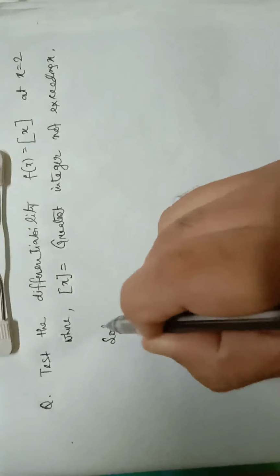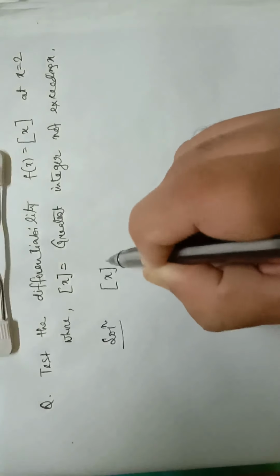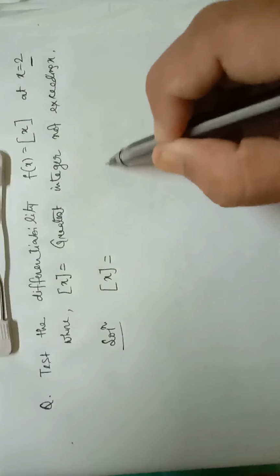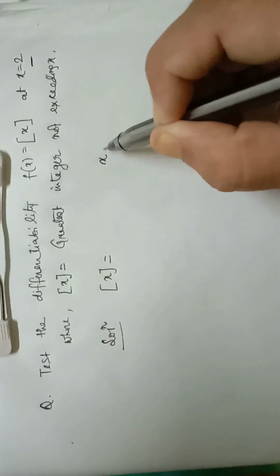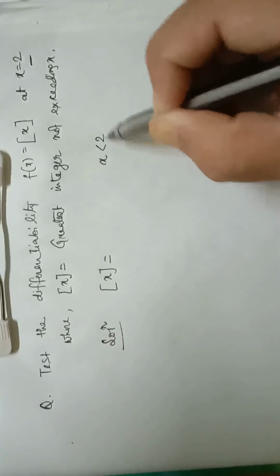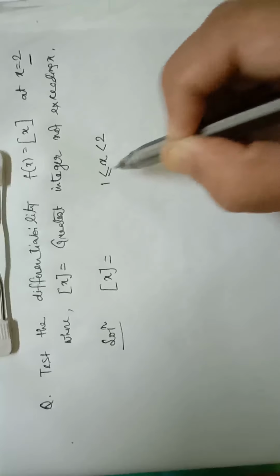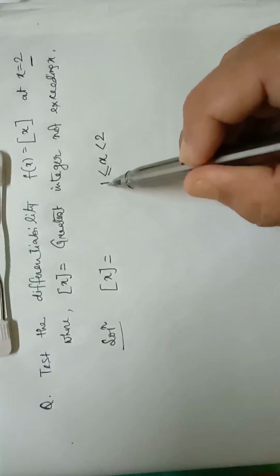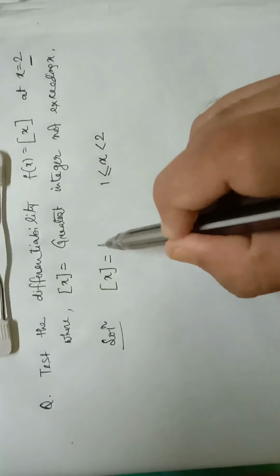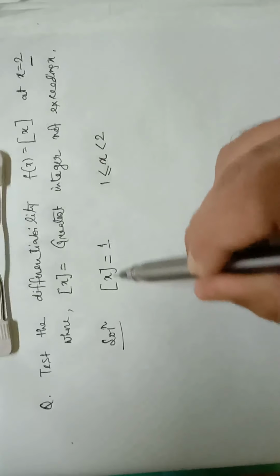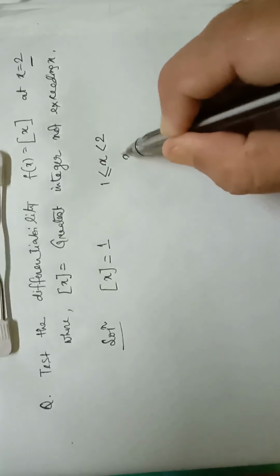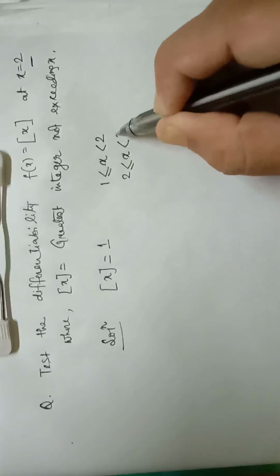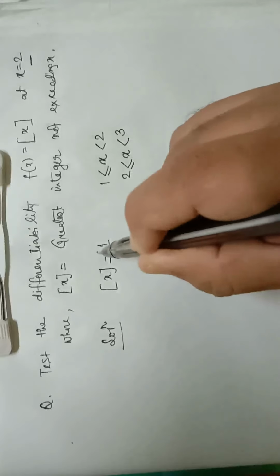First of all, we will write box of x in this way. We have to test differentiability at x equal to 2. When x is less than 2 and more than or equal to 1, that is, any number less than 2 but greater than 1, its box will be equal to 1, because box of 1.5 is 1, 1.9 is 1, etc. When x is more than or equal to 2 but less than 3, its box will be equal to 2.